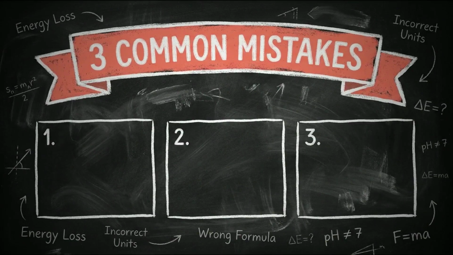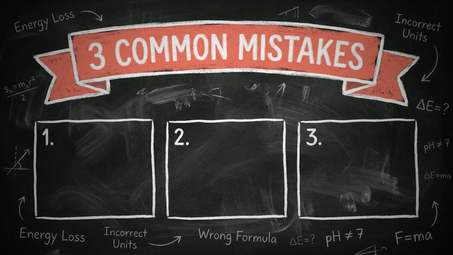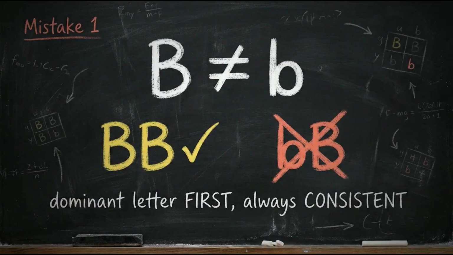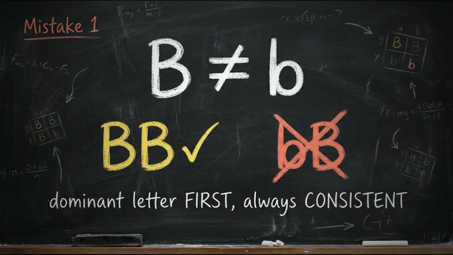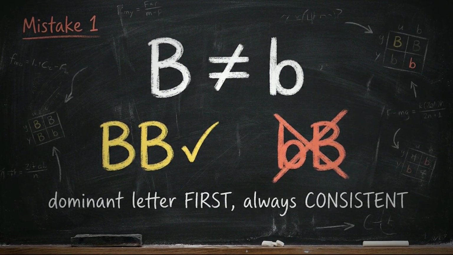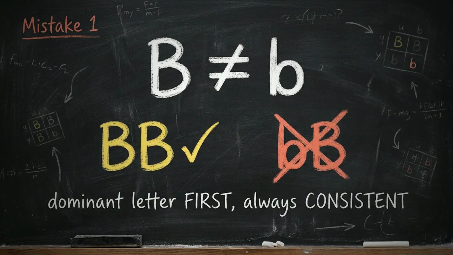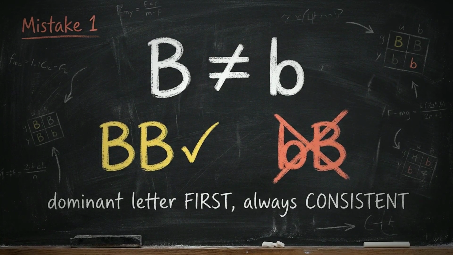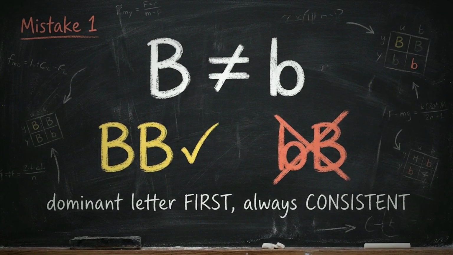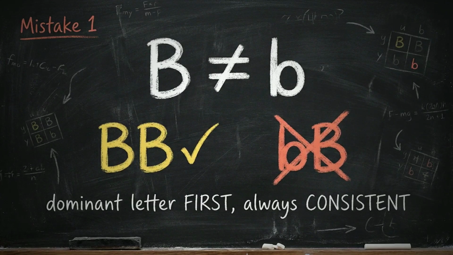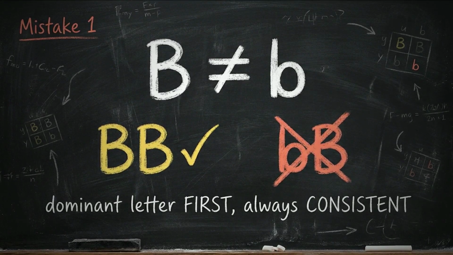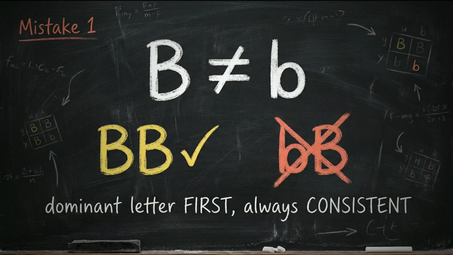3 mistakes. These appear every year, and they cost students easy points. Mistake 1. Capitalisation. A capital B and a lowercase b are not the same allele. They are different things. BB means homozygous dominant. bb means homozygous recessive. Always write the dominant letter first. Always keep capitalisation consistent. One careless switch and your entire answer is wrong.